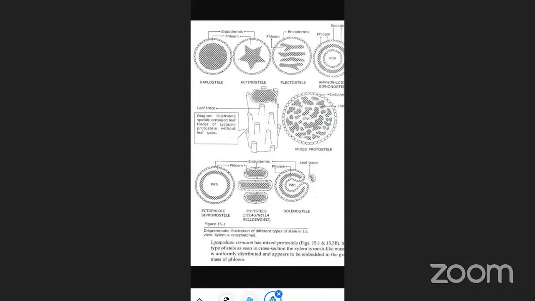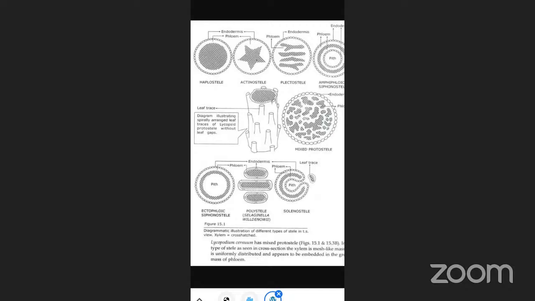However, later they described the stele. Stele is a Greek word, meaning pillar or central core. It is the whole central mass of the vascular system, with or without pith, externally covered by the endodermis, and it is the fundamental unit of the vascular system. So this forms the base of the stelar theory.